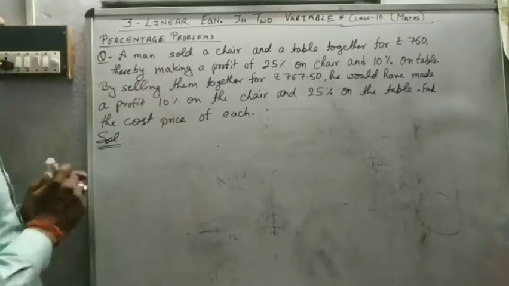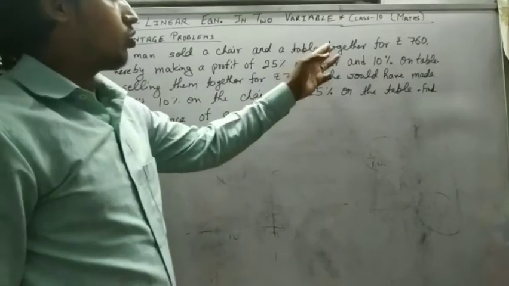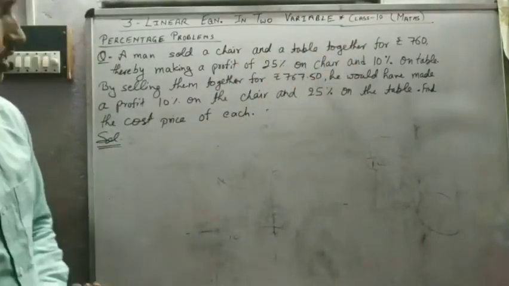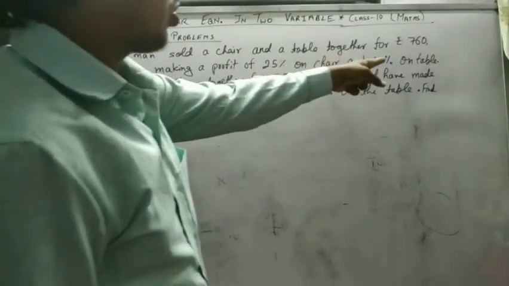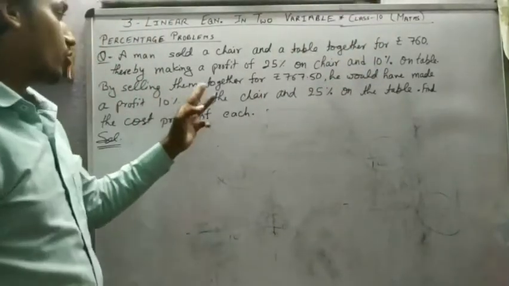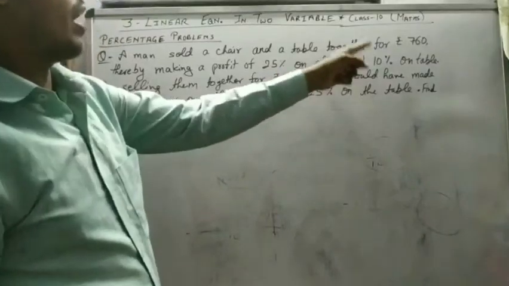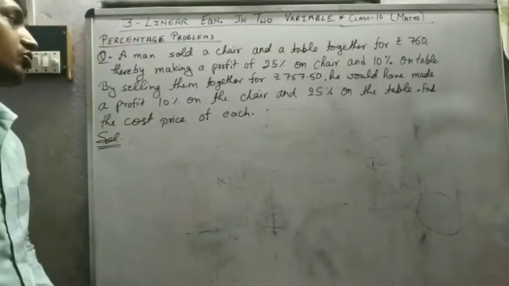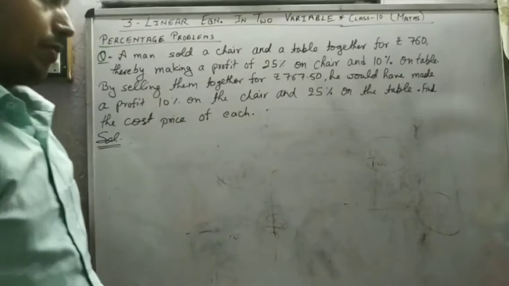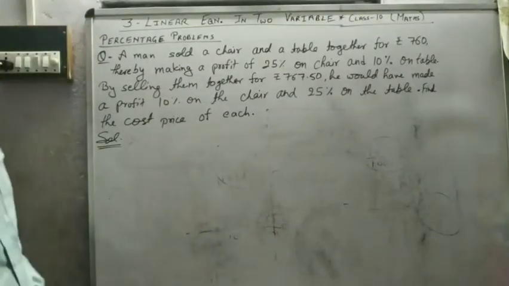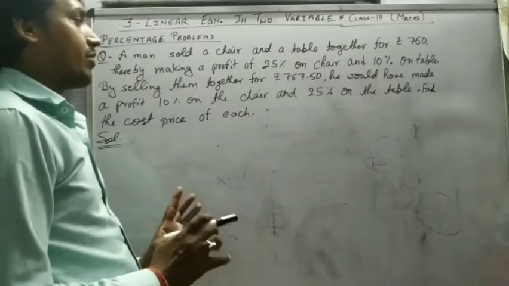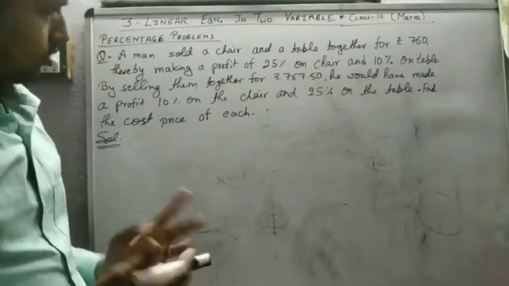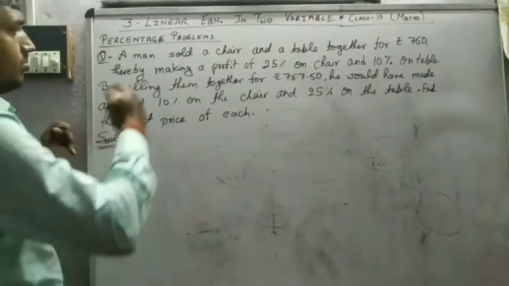A man sold a chair and a table together for 760 rupees, thereby making a profit of 25% on the chair and 10% on the table. By selling them together for 767.50 rupees, he would have made a profit of 10% on the chair and 25% on the table. Find the cost price of each. Here in all the cases only profit is given, so we have to only add them.